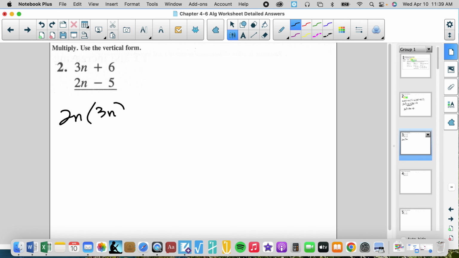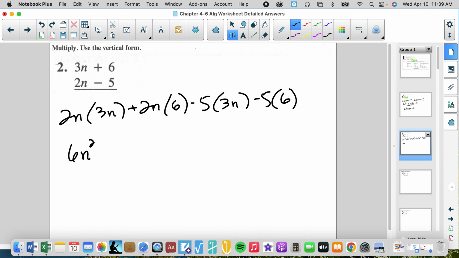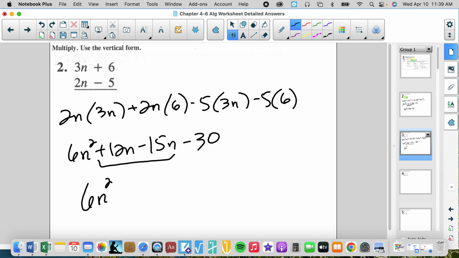2n times 3n plus 2n times 6 minus 5 times 3n and minus 5 times 6. 2n times 3n is 6n squared. 2n times 6 is 12n. Negative 5 times 3n is negative 15n. And negative 5 times 6 is negative 30. Like terms, they have the same variable to the same exponent, so we are going to combine their coefficients. 12 and negative 15 makes negative 3n minus 30.